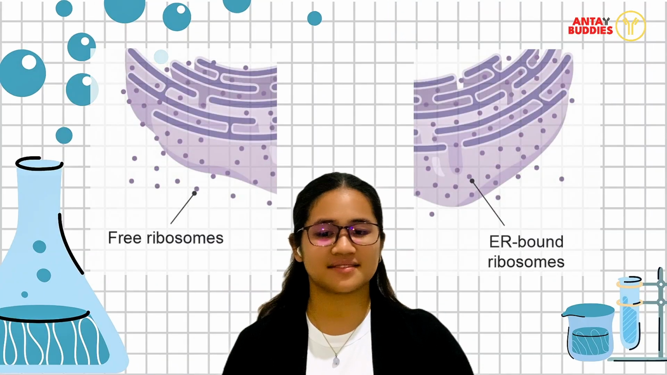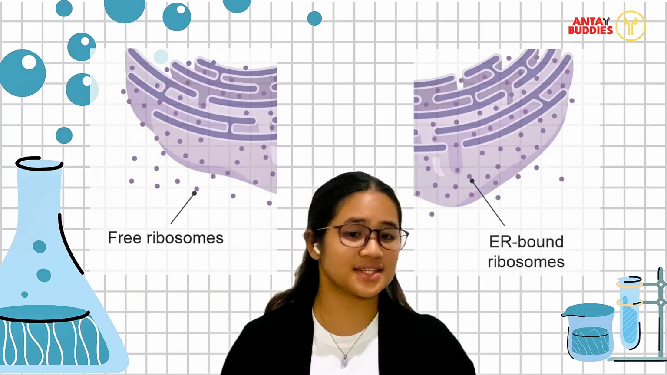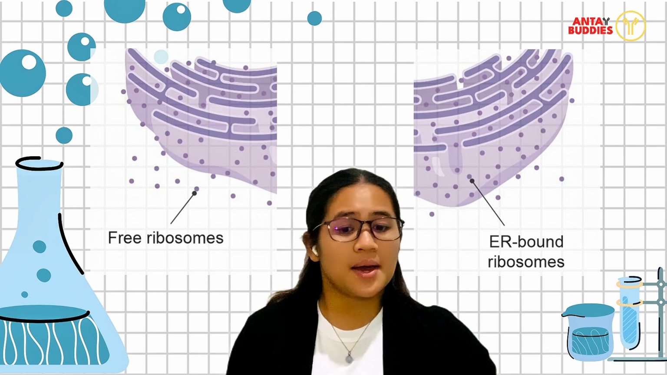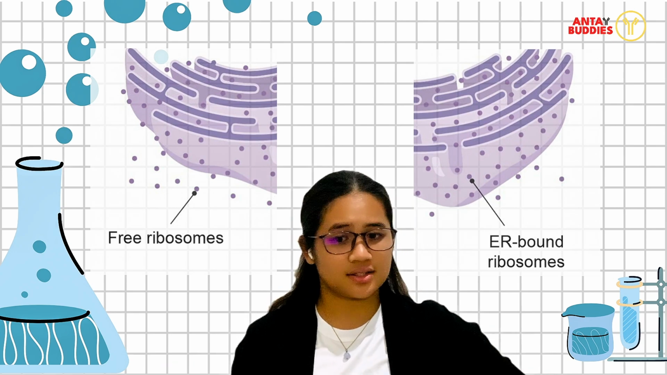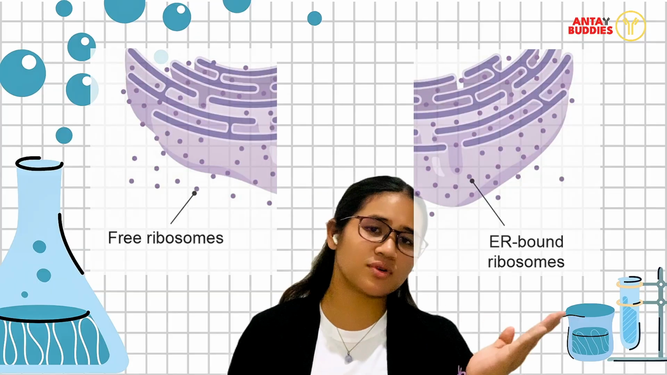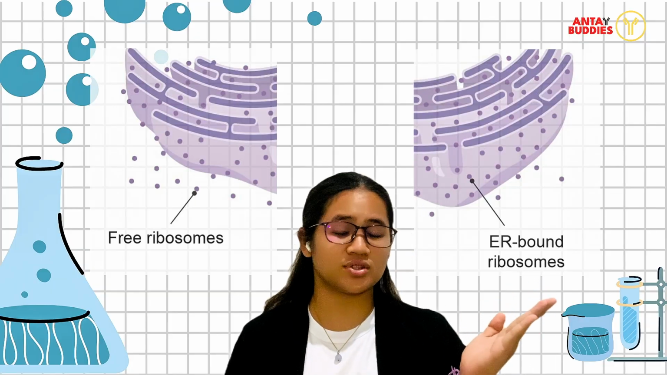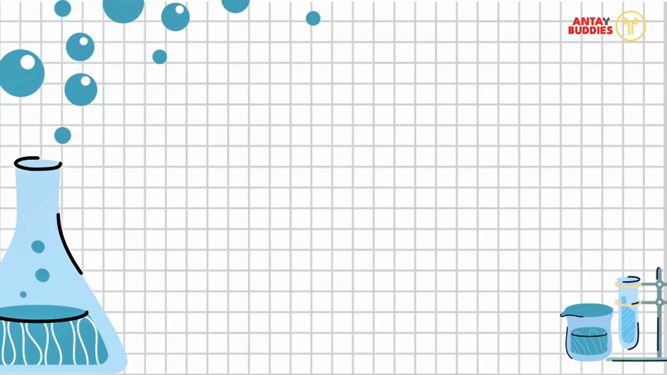Exactly! One of them is floating and the other is attached. Free ribosomes float freely and make proteins for use inside the cell. However, bound ribosomes are stuck to the rough ER and make proteins for export or for cell membranes.